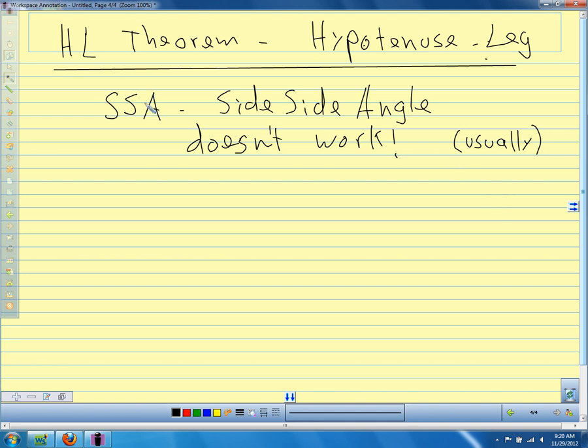An easy way to remember that side-side angle doesn't work is if you rearrange these letters, you get a word that you shouldn't say in geometry class. You rearrange it and you end up with something that you don't want to say in your geometry class. Now what I want to do is show you why side-side angle doesn't work. So here is a triangle.